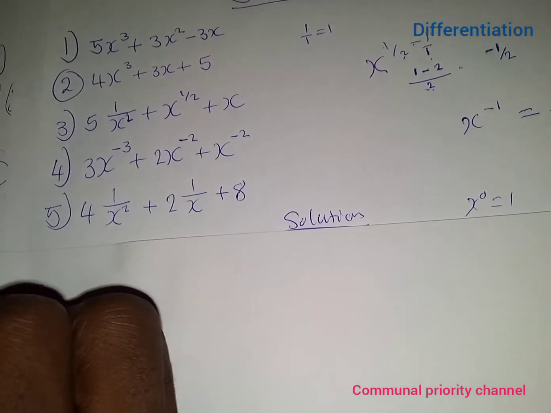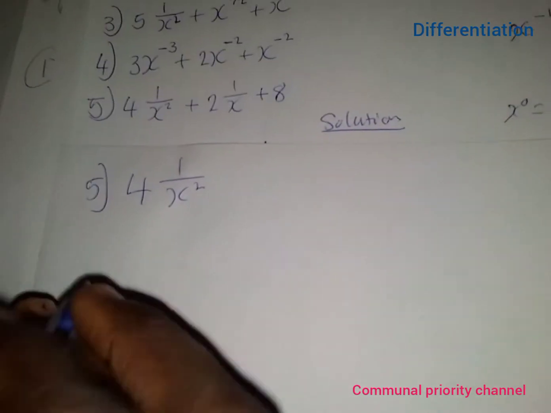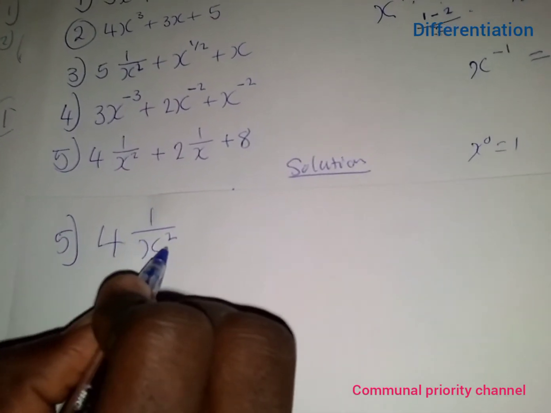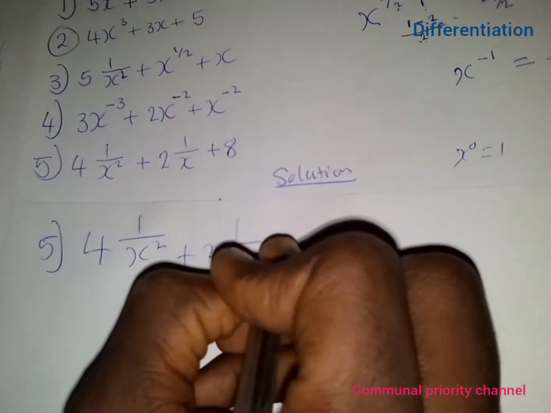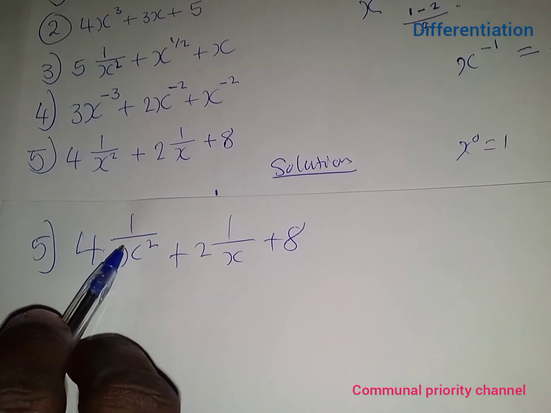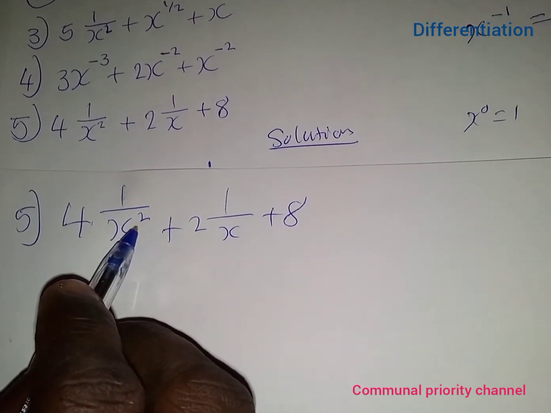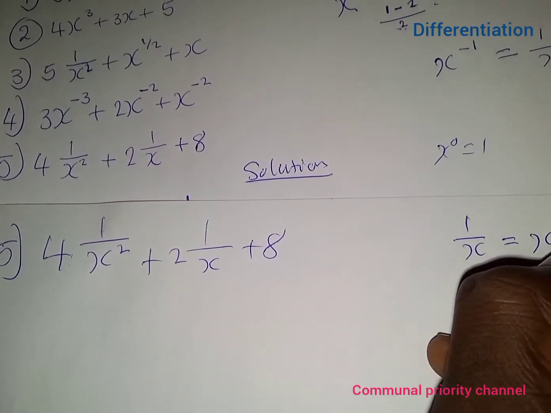Question number 5 says find the differentiation of 4 times 1 all over x square plus 2 times 1 all over x plus 8. So now, first of all, as we did for the first one, we are going to change this fraction to what? To negative power. As we said, if you have 1 all over x, it's the same thing to say x to the power of minus 1.